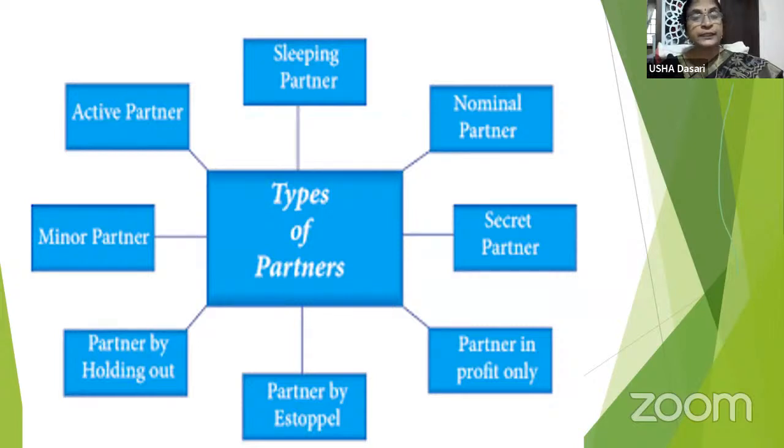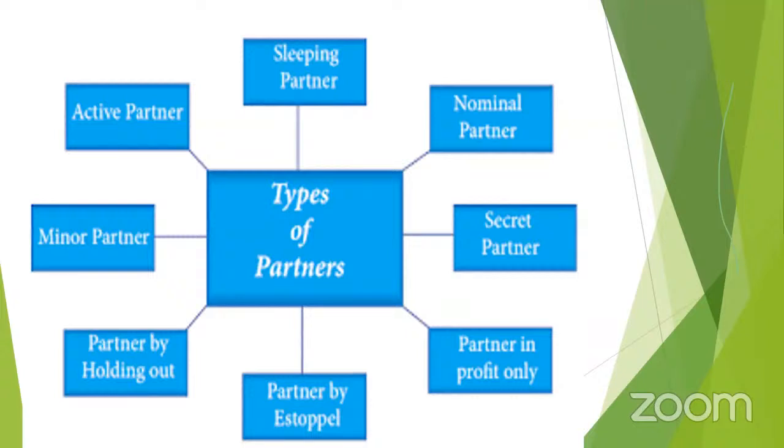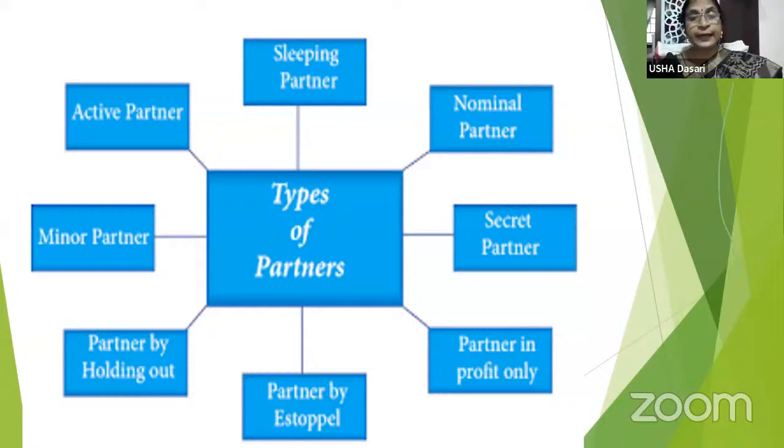The last one is called minor as a partner. Minor means less than 18 years of age. So a minor is a person who has not attained the age of majority. Majority means 18 years of age, and below that one is treated as a minor. So you may get a doubt: can a minor enter into a contract?